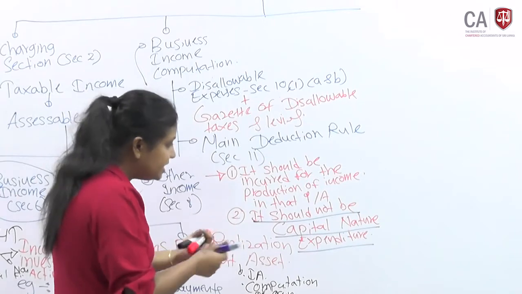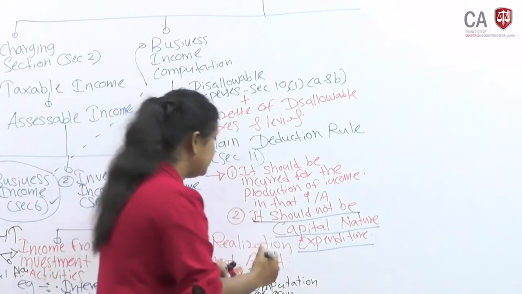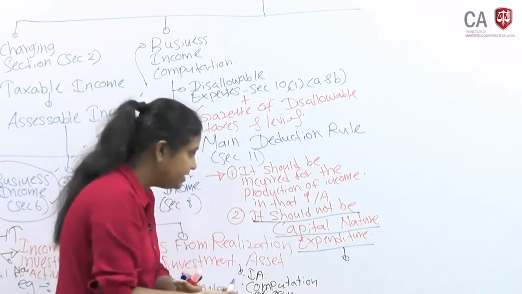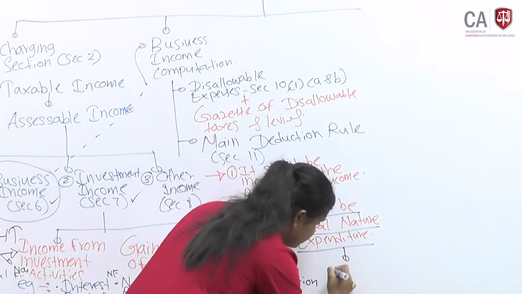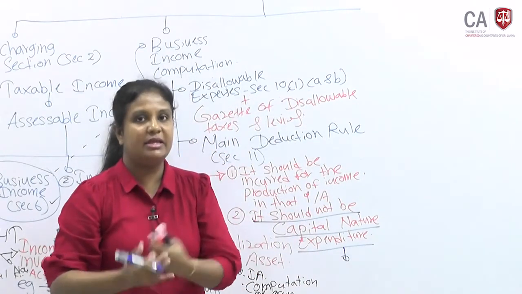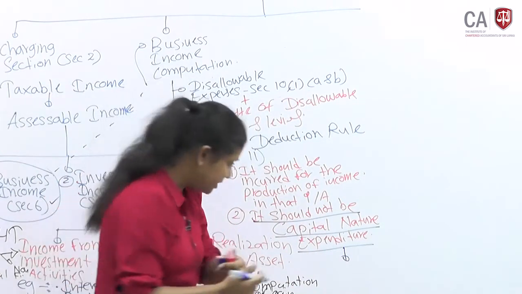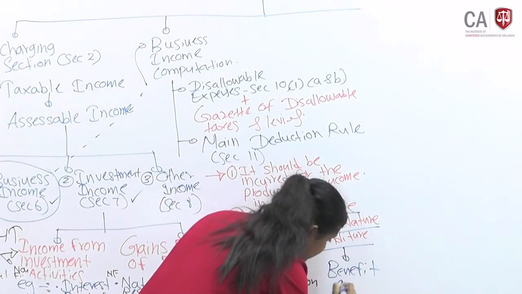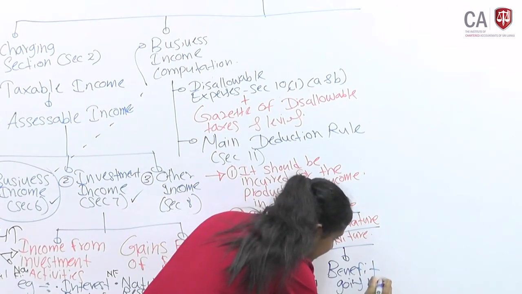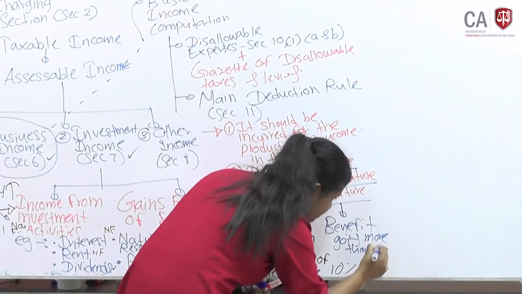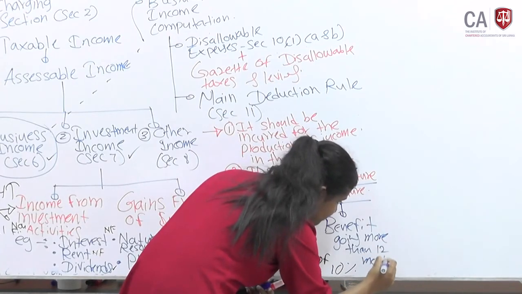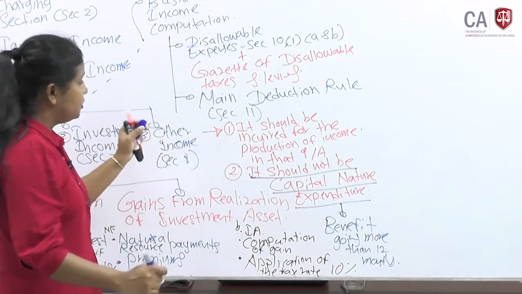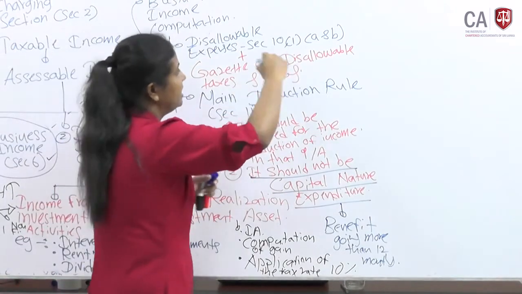Then capital nature expenditure, it's very clearly given in the Act how to determine it. It is where the enduring benefit is going more than 12 months. Benefits going more than 12 months. This is the main deduction rule, and in section 10 there is a list.